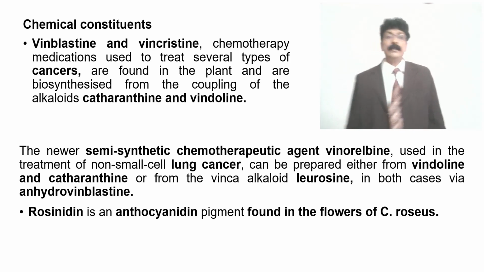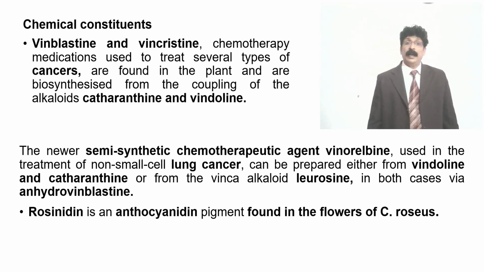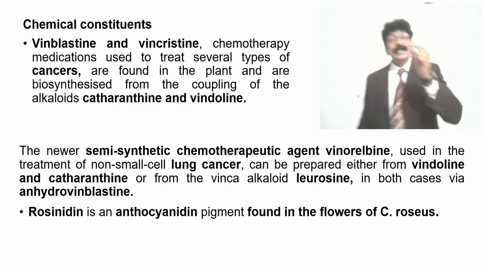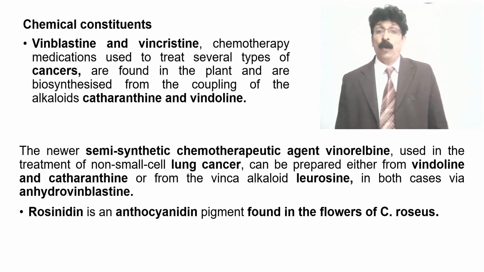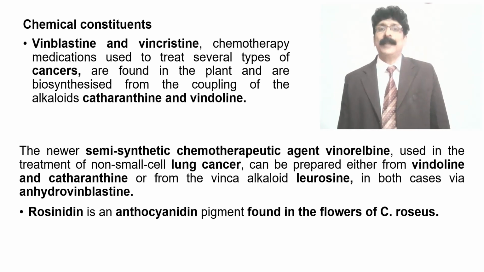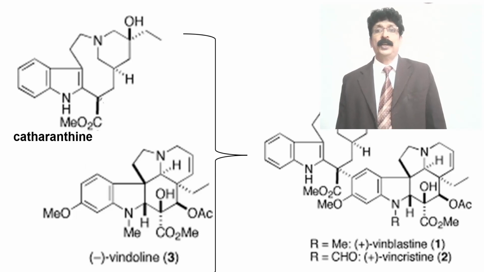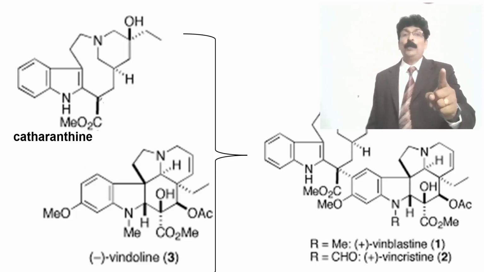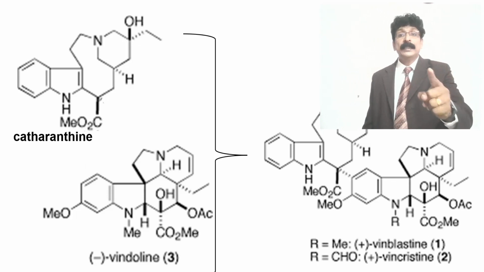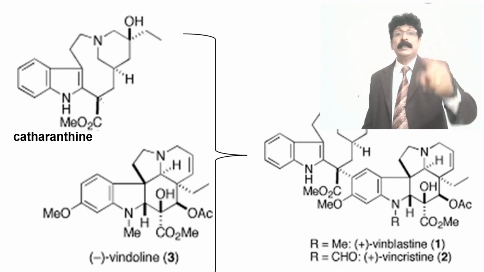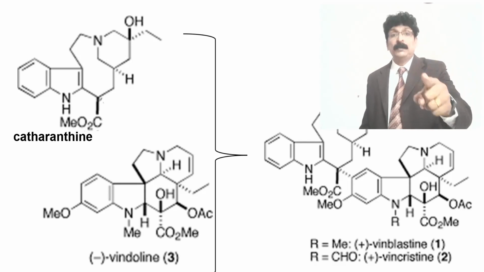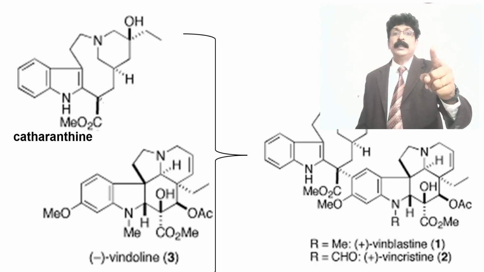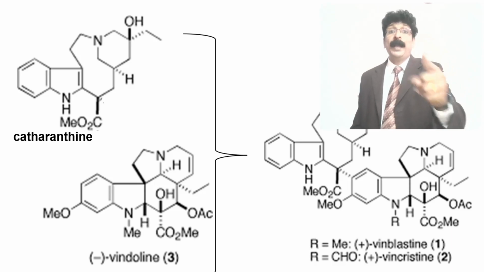Rosinidin is an anthocyanidin pigment found in the flowers of Catharanthus roseus. You can see the chemical structure of catharanthine, which has an indole basic structure with an octane. You can see the cyclic ring with nitrogen and a 6-membered ring and an OH, and then below the plane a CH3 group.